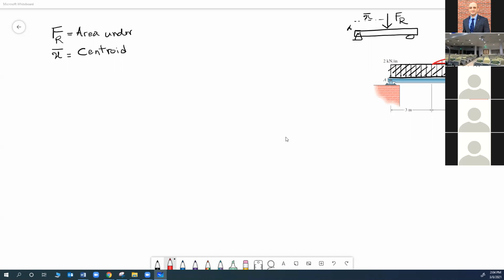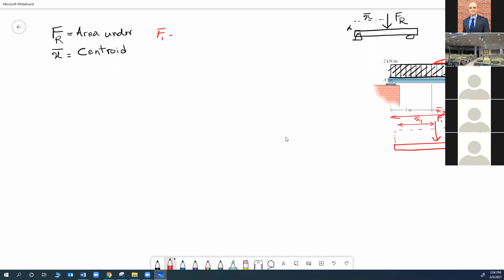Okay, now I have two areas. So I'm going to have a rectangle here, which is going to have a force, let's call that F1, at a distance of X1 or X bar 1. And then, I should have used proper color, I'm going to have a triangle. That one is going to have a force, F2, and that is going to have a distance of X bar 2. Okay, so now let's do these two.